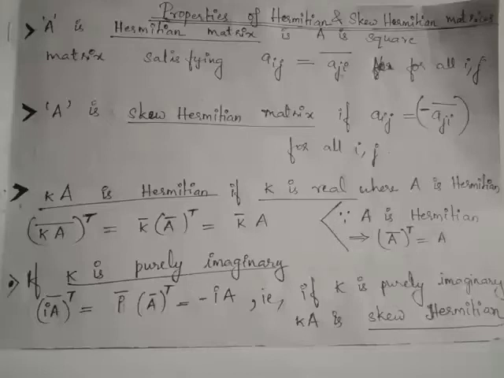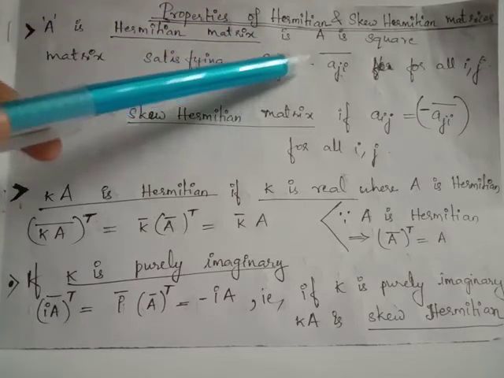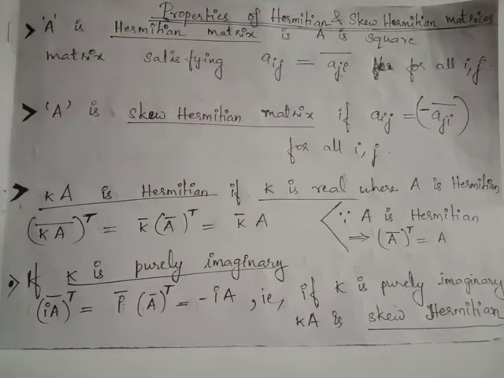Let us discuss a few properties of Hermitian and skew Hermitian matrices. Recall that a matrix A is said to be Hermitian if it satisfies the property A conjugate transpose equals A. It can also be written as aij equals aji conjugate, because aij transpose is aji and aij is generally an element in the matrix A.